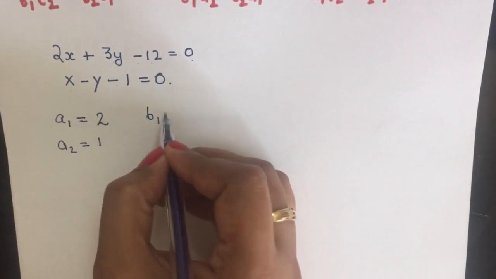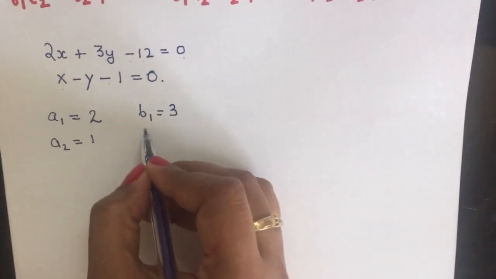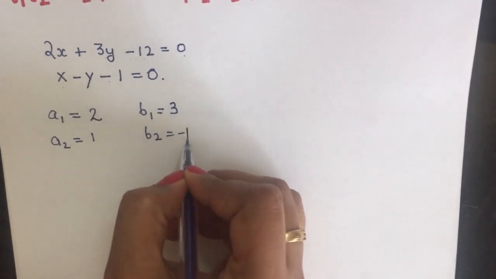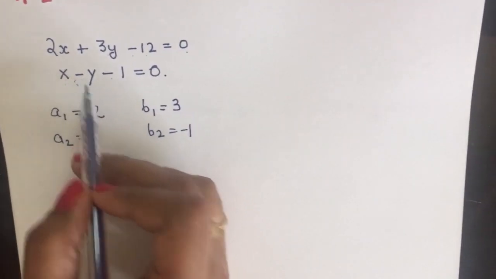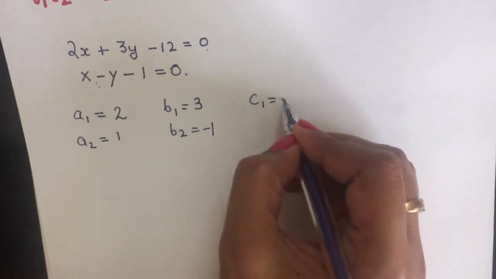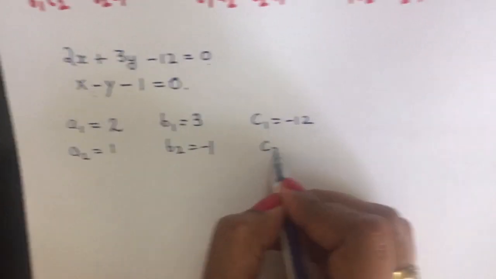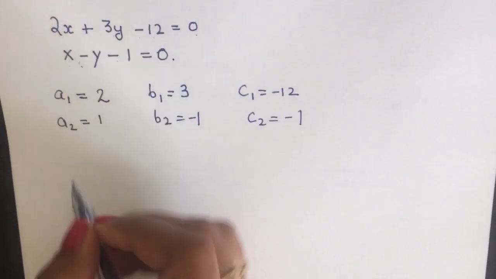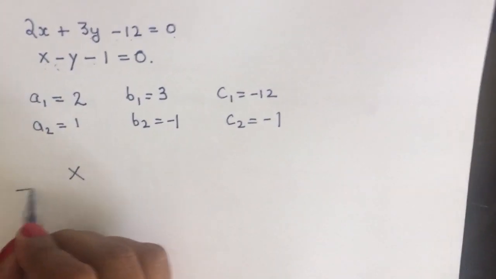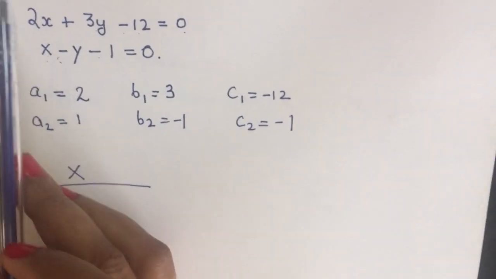Now b1, the coefficient of y, in this case is 3. And what is the value of b2? It is minus 1. Just do not forget to look at the signs. c1 is equal to minus 12 and c2 is equal to minus 1. So what are we going to do? We are going to simply substitute the values in the formula.